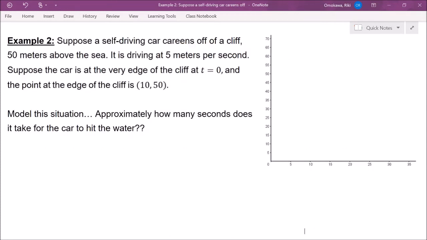So next example, suppose a self-driving car careens off of a cliff 50 meters above the sea. It is driving at 5 meters per second. Suppose the car is at the very edge of the cliff at t equals 0 and the point at the edge of the cliff is (10, 50). Model this situation. Approximately how many seconds does it take for the car to hit the water? So first off, let's draw the initial situation. So it says the car is at (10, 50), so 10 meters horizontally, 50 meters vertically, so around here. And then let's draw the cliff.